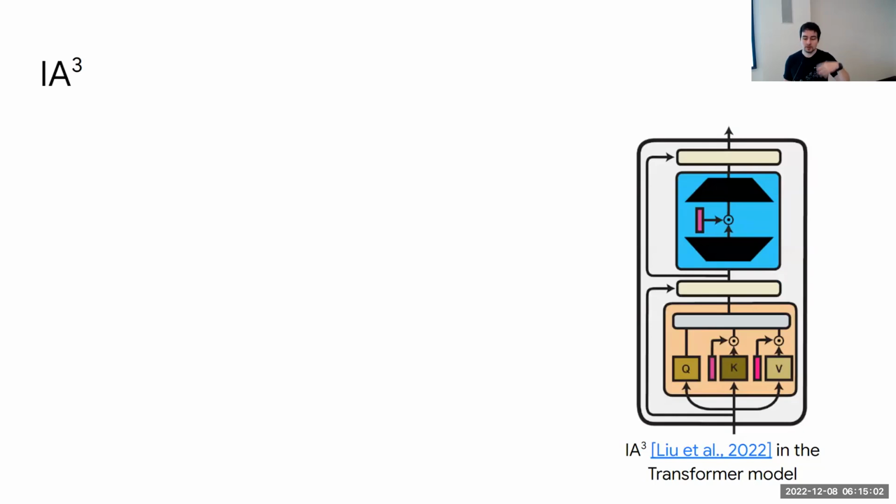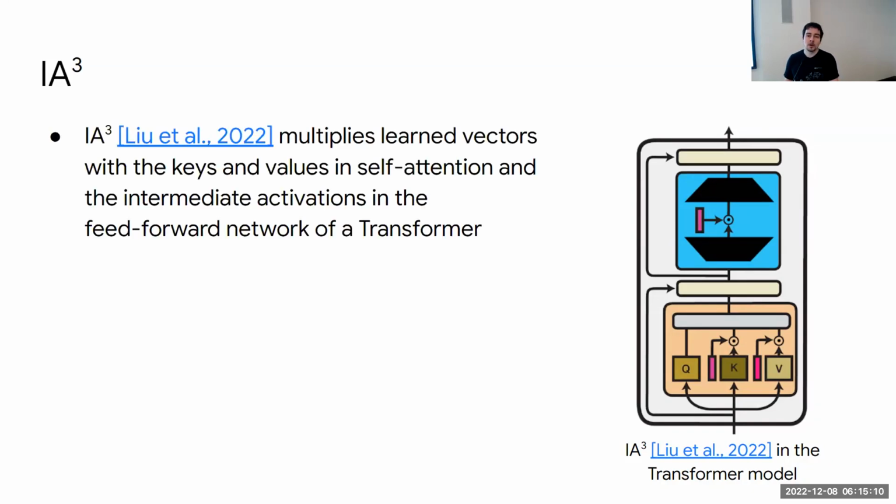One recent method that takes this rescaling idea and applies it to certain parts of the transformer is IA cubed, which simply learns vectors. It learns separate vectors for the feed-forward layer in the model and for the keys and values matrices in the multi-head attention layer, which are simply multiplied with the output, so with the hidden representations of the model here. Doing this simple rescaling in very specific parts of the model, with the structure of the model in mind, also allowed them to achieve very strong performance in practice.